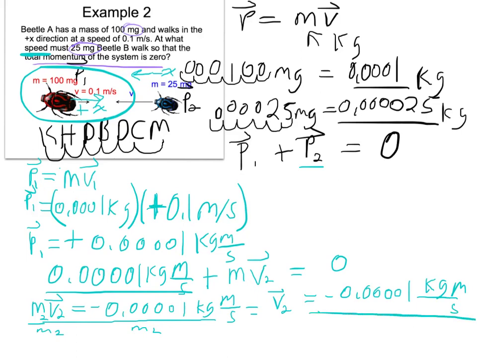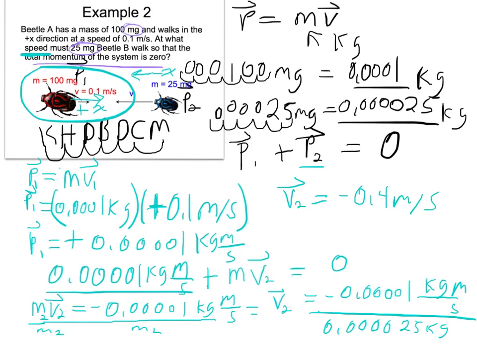divided by the mass of bug 2, which was 0.0000025 kilograms. And let's see what I get when I do that division. I get that V2 had to be negative 0.4 meters per second.